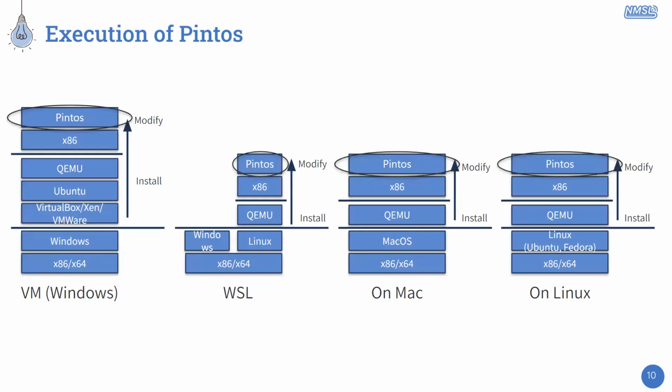So as I explained before, Pintos is based on x86 architecture, and we should use the QEMU emulator to run Pintos to simulate x86 architecture, which will be run on the host machine operating system. So that is the basic execution of Pintos, and you have to install QEMU and other underlying required packages, and you will modify Pintos code itself and run it on the emulator.